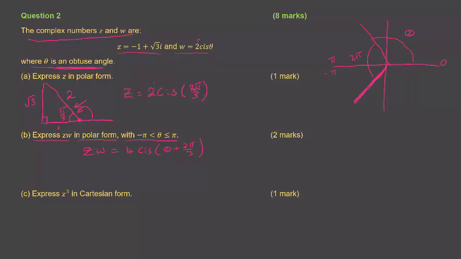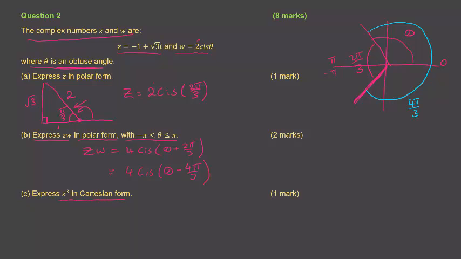So this angle here was, of course, 2 pi by 3. So if we measure instead from the theta in this direction, this angle would be 4 pi by 3. And so what we get is that this is 4 cis theta take away 4 pi by 3. And that will now be between -pi and pi.